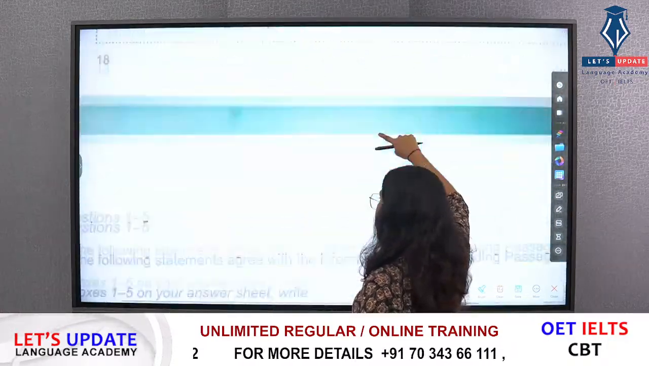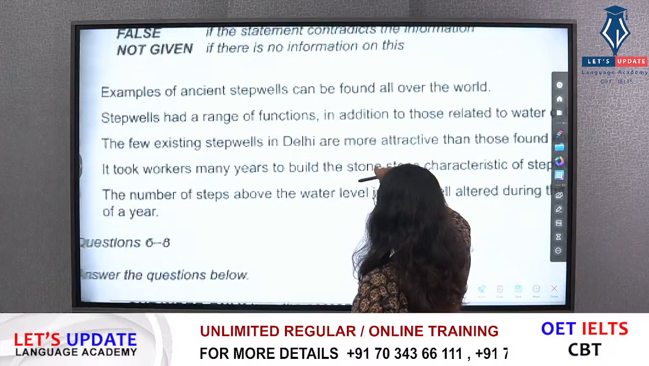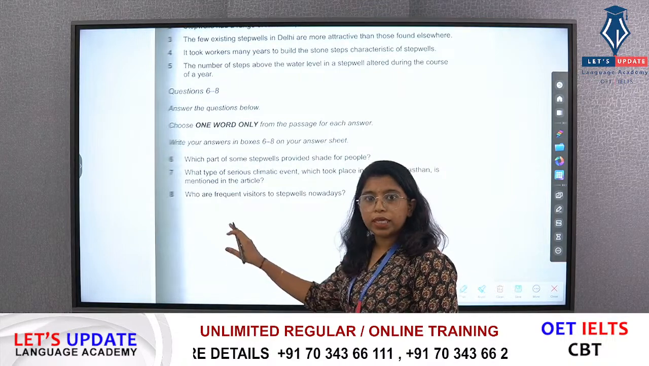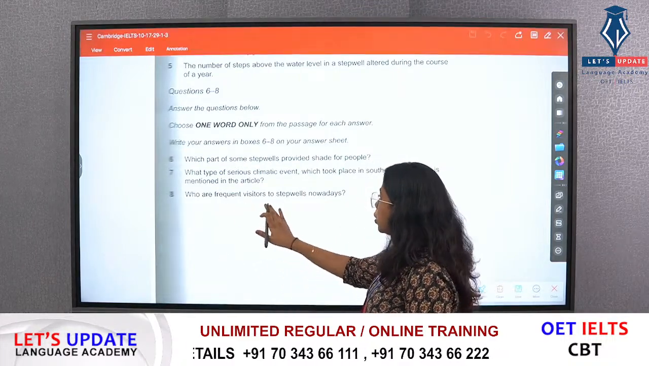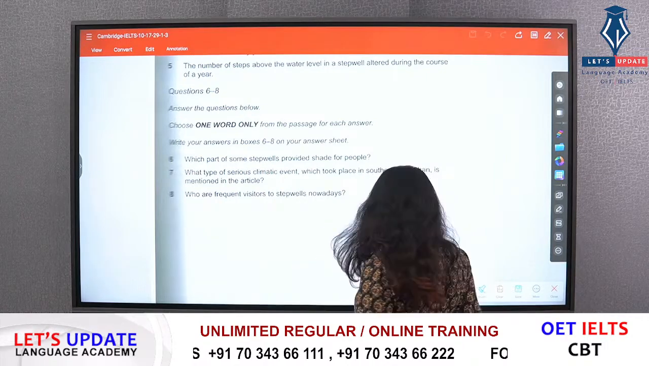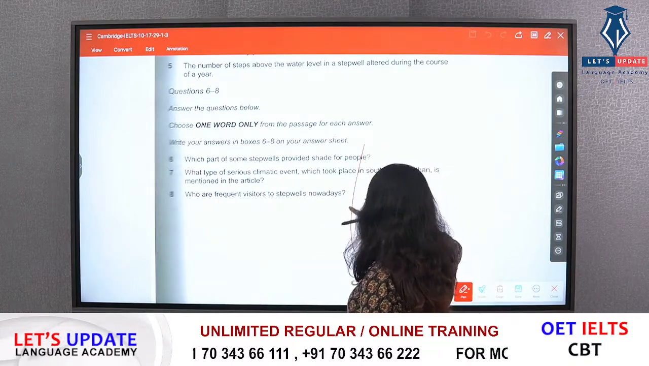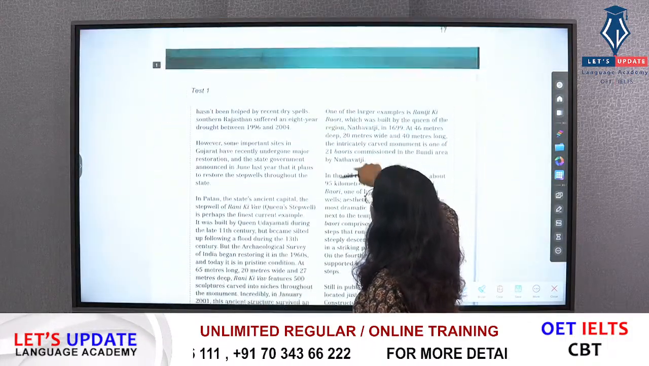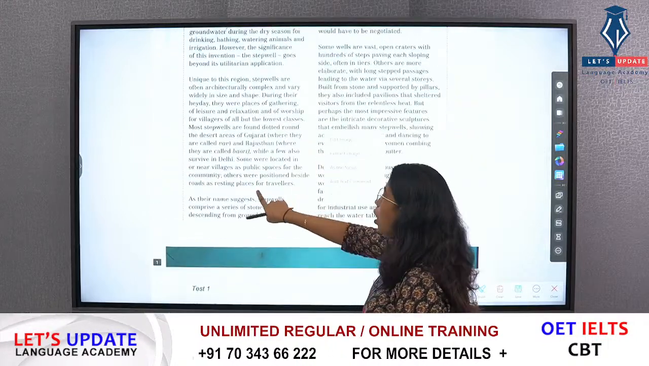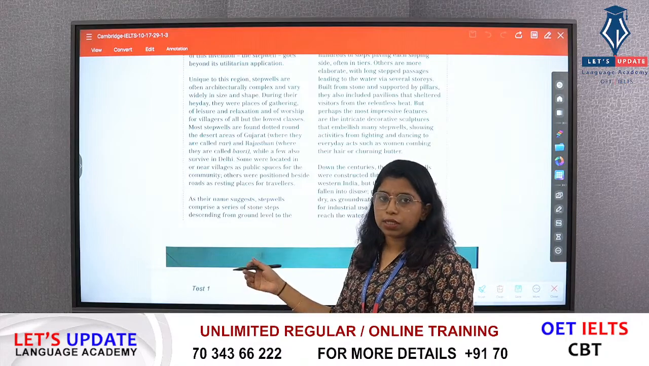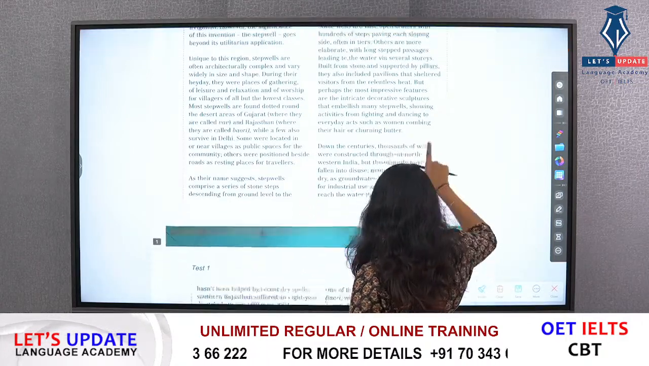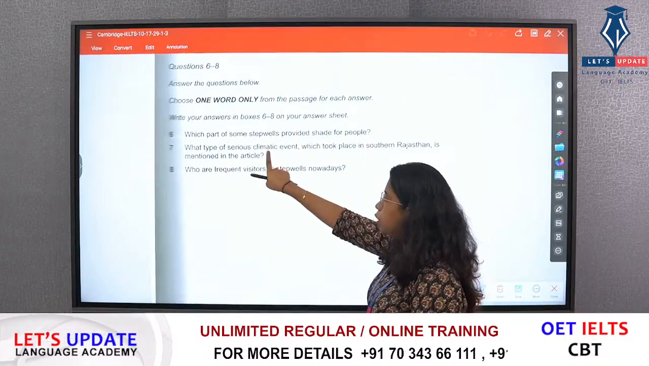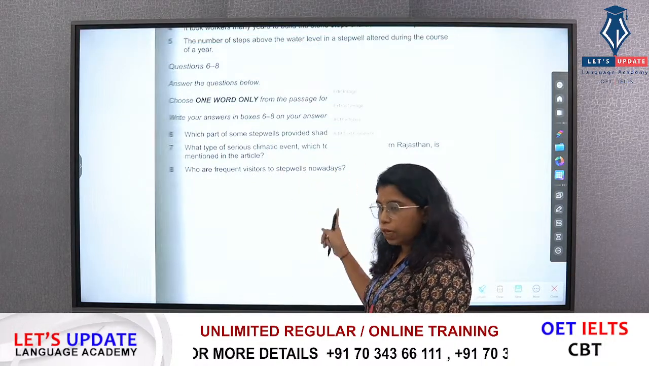Then moving to the last question. I think it is clear now. The last question is, who are frequent visitors to stepwells nowadays? They have mentioned here that tourists or travelers are visiting these places nowadays. So the answer is travelers. The answers for the sixth question is pavilions, then drought and tourist. So these are the answers.